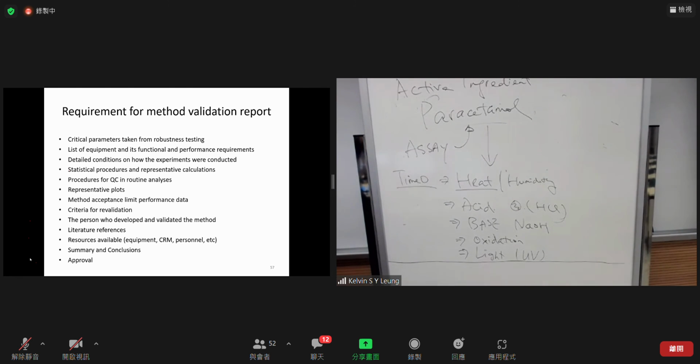And also you have to summarize your data and whether you meet the specification. And the most important is whether the method can be used for your routine purpose, or can be used after the approval from your manager or from the QA department.